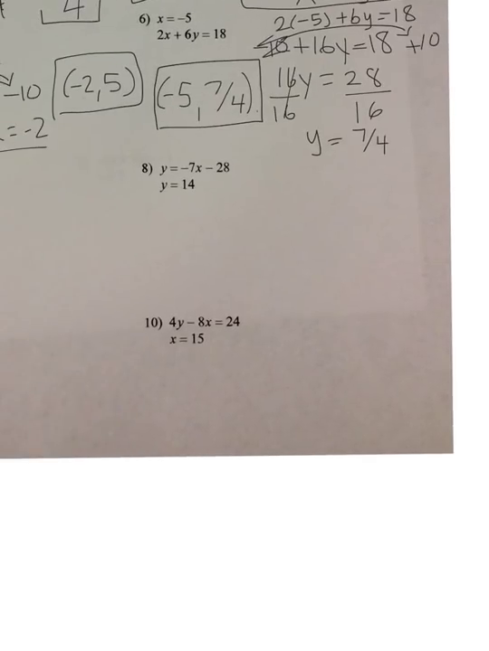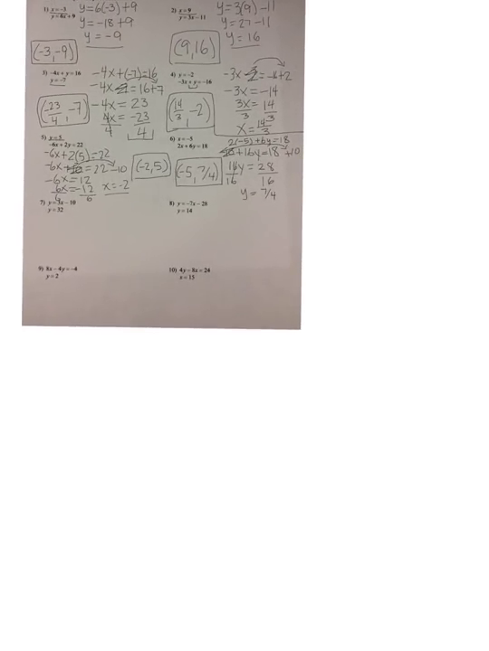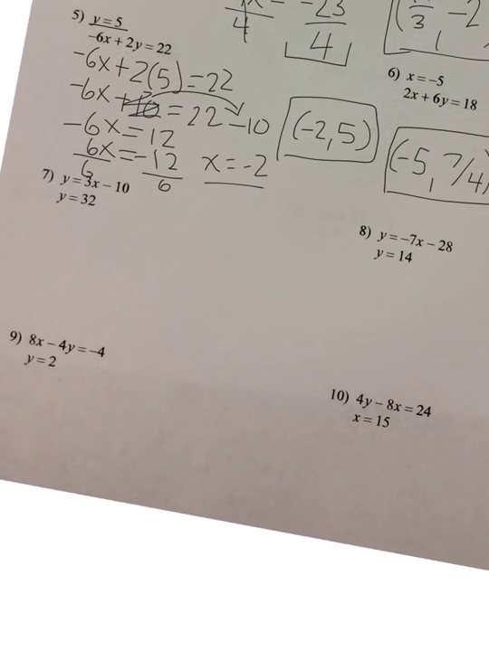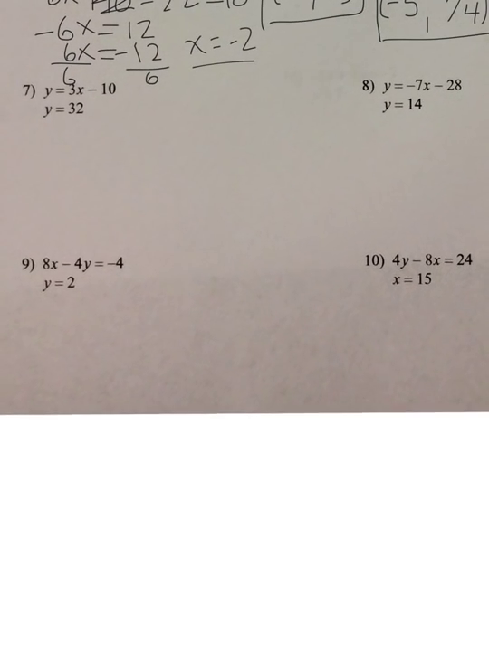Okay, I'll do 2 more. Let's see what I have. Oh no, I gotta do 7 and 8. I'll do 7 and 8. This one, they're both in y equals. Now this one's actually easy. All you have to do is use whichever one. This one is gonna go right there. So my new equation is 32 equals 3x minus 10.